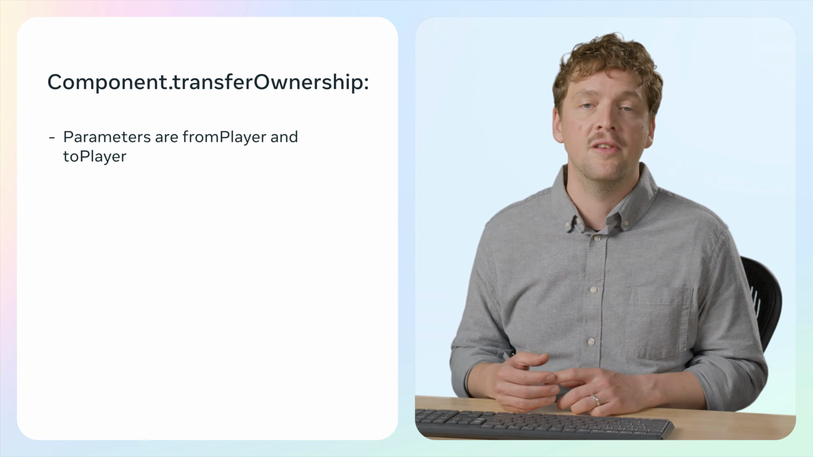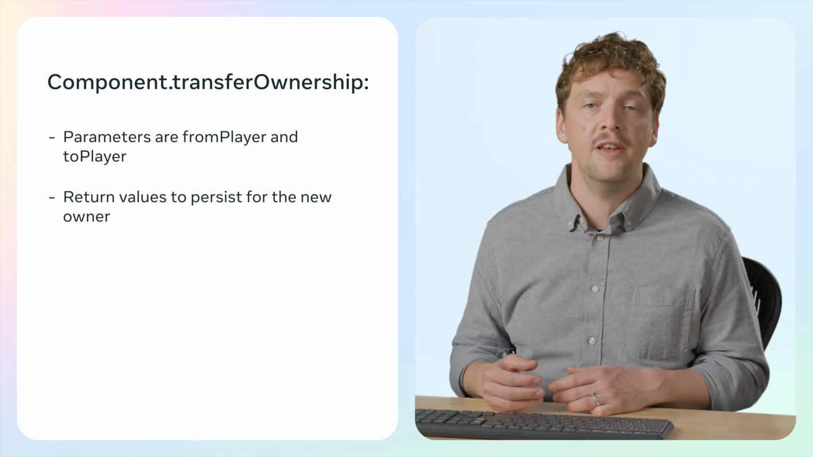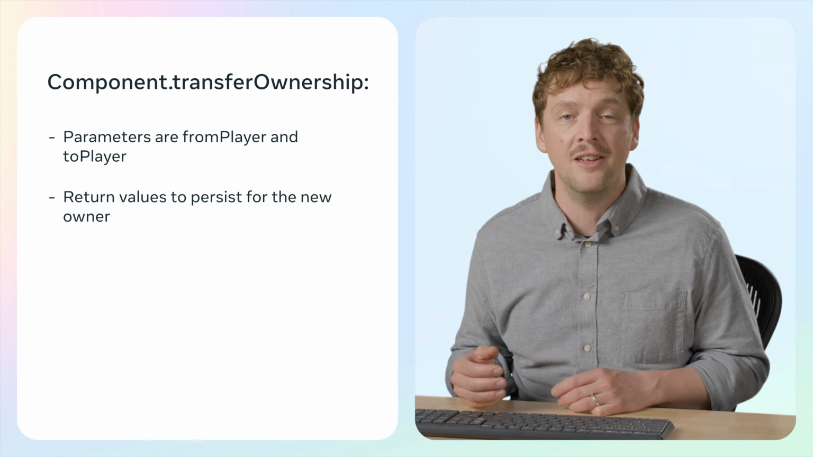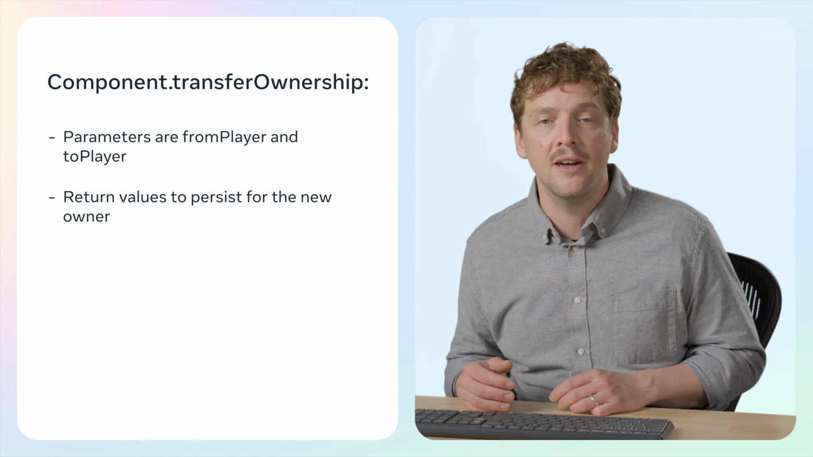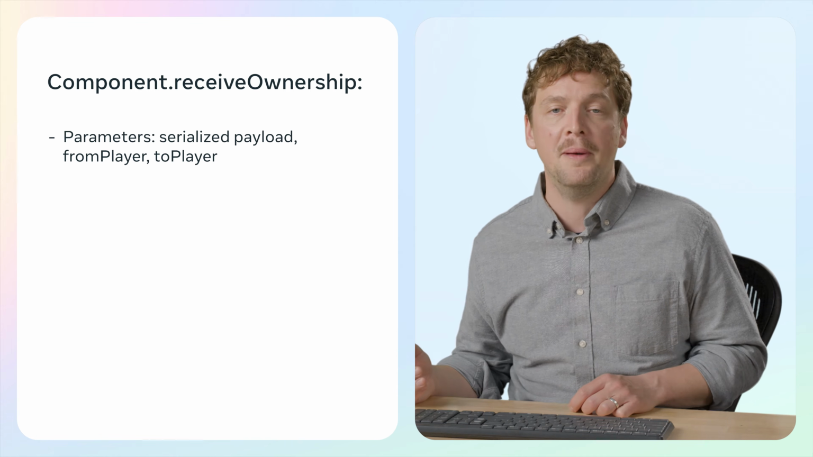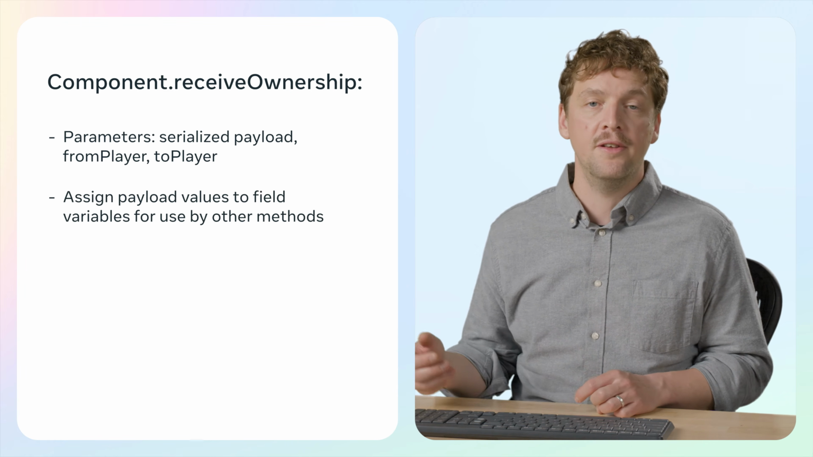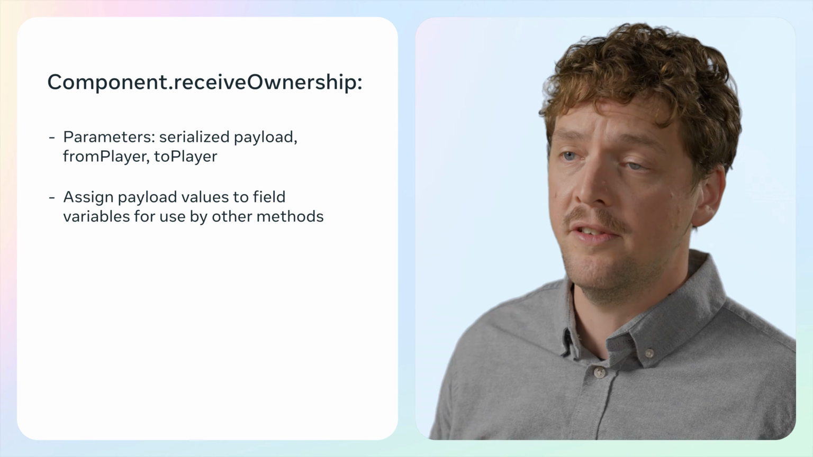Component.transferOwnership parameters are fromPlayer and toPlayer, and it returns a serializable object that contains any values you would like to persist for the new owner. Component.receiveOwnership takes the serialized payload, fromPlayer and toPlayer. From here, you can assign the payload values to the field variables so they can be used by the other class methods.